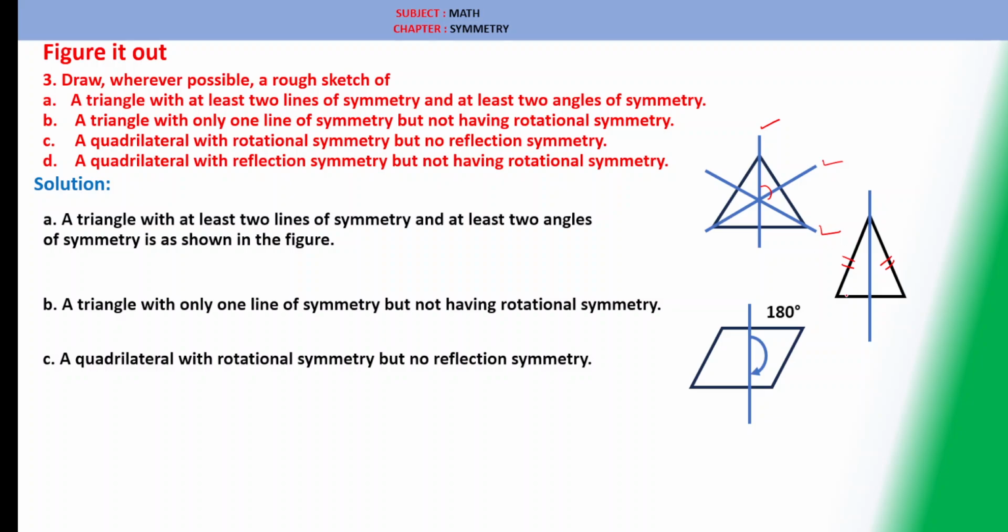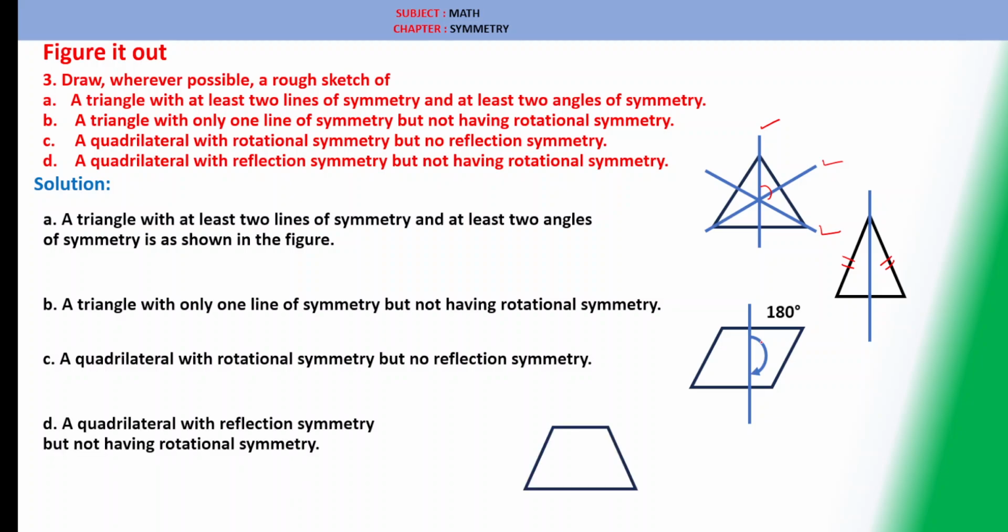A quadrilateral with rotational symmetry but not reflection symmetry. See here, if you observe the parallelogram, with a rotation of 180 degrees it looks similar. But it does not have reflection symmetry. A quadrilateral with reflection symmetry but not having rotational symmetry. See here, we can have reflection symmetry, but this does not have rotational symmetry.